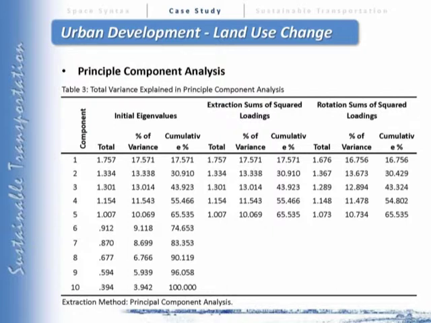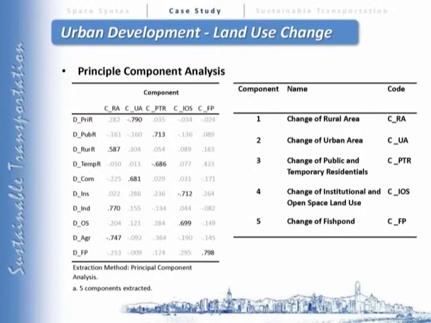The component matrix of the 5 components shows the loadings of these components towards different categories of land use. Only loadings higher than positive 0.5 or lower than negative 0.5 are highlighted for interpretation. According to the loadings table, the 5 new extracted components can be interpreted as 5 new explanatory variables. Components 1 through 5 can be interpreted as the change of rural area, change of urban area, change of public and temporary residentials, change of institutional and open space, and change of fish pond, respectively.